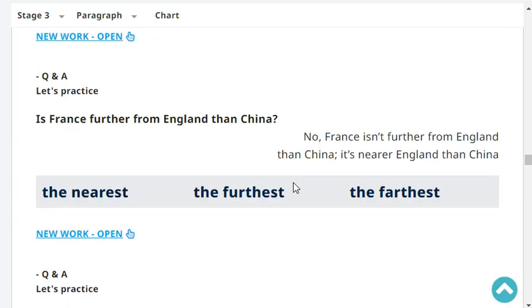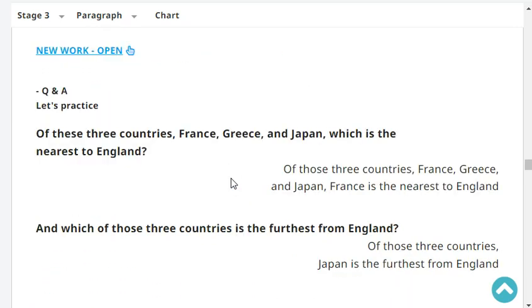Is France further from England than China? No. France isn't further from England than China. It's nearer England than China. Very good.